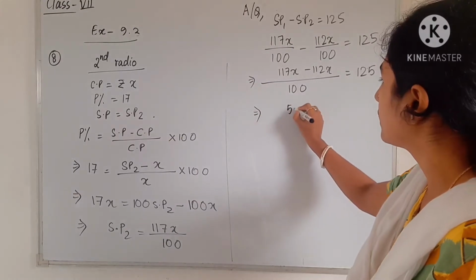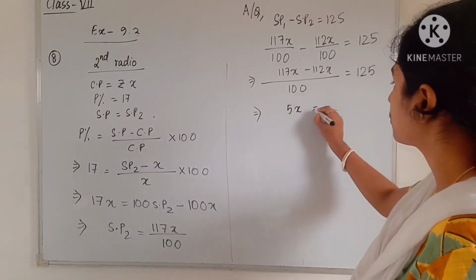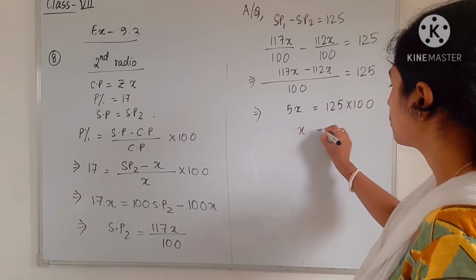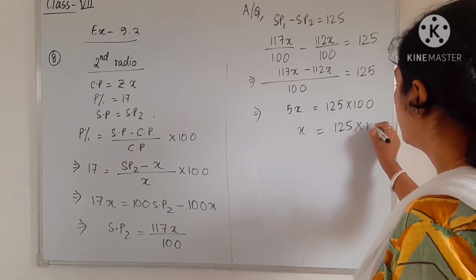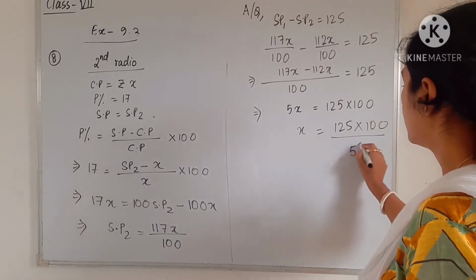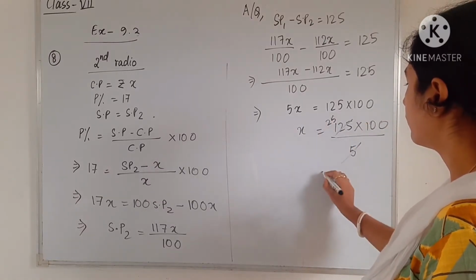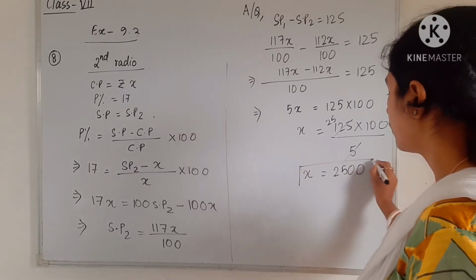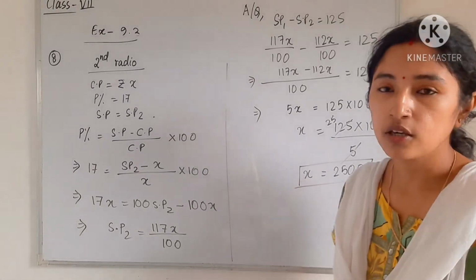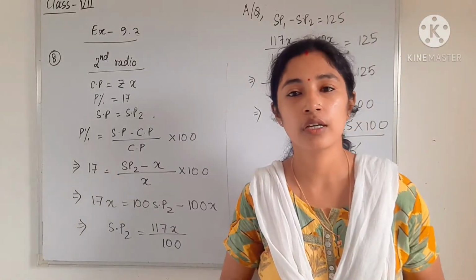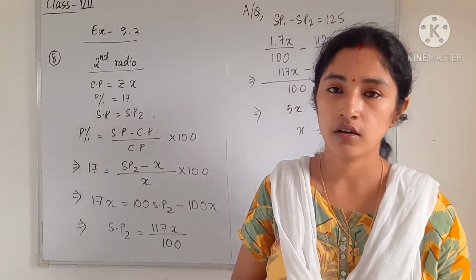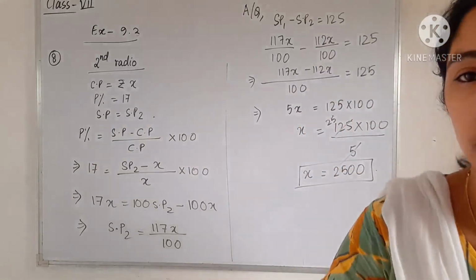So this will be 5x. 100 will be transposed to that side, so 125 into 100, and then 5 will be transposed to that side, so it will get divided. So finally we will get 2500. Okay, so 2500 is X. What was our X? X was CP. So therefore, you have to write like this: the cost price of the radio is rupees 2500.